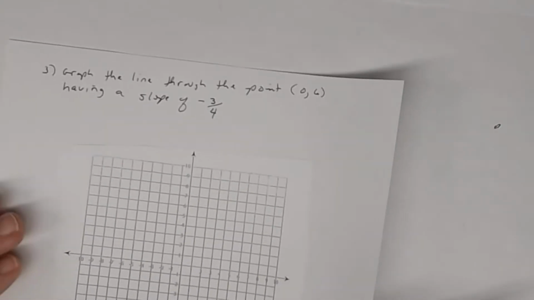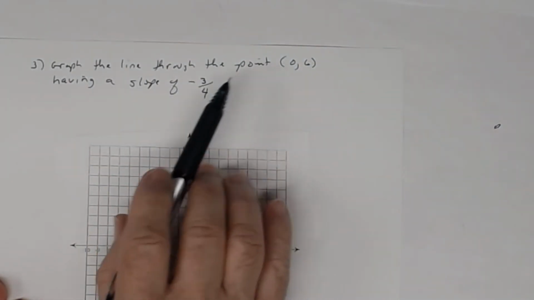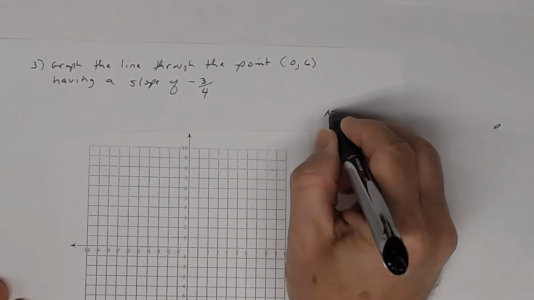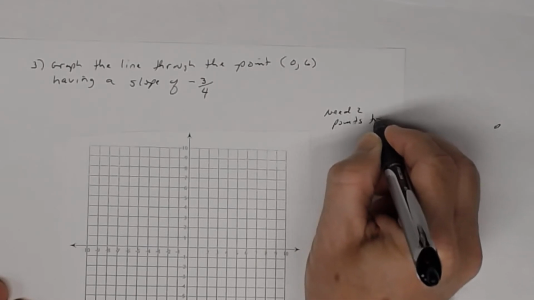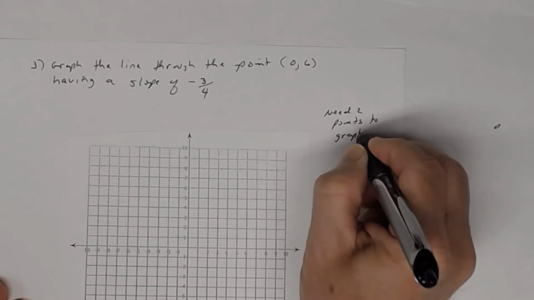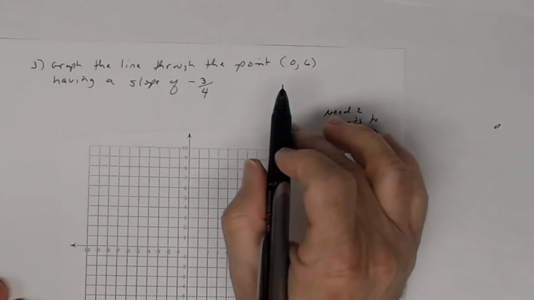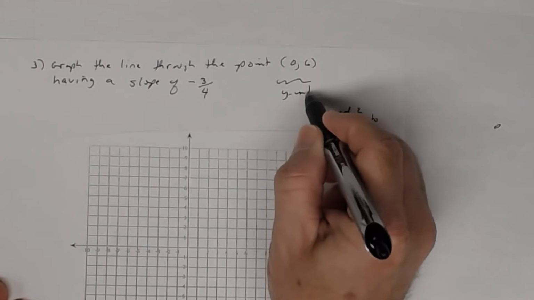Okay, let's look at number 3. So it's not difficult at all, is it? Not difficult at all. All right, number 3. So you want to graph the line that goes through this point and has this slope. So remember, to graph a line, you need at least 2 points, right? I already know one of them. One of them is this point here, which happens to be the y-intercept.